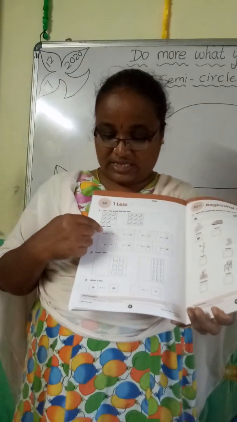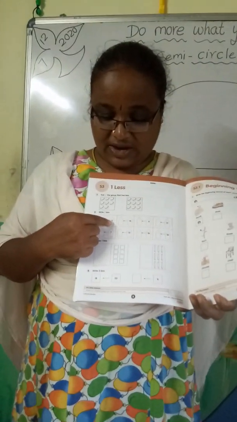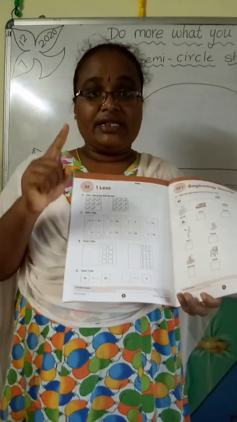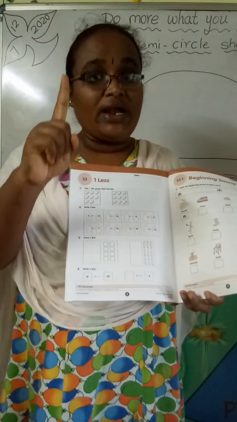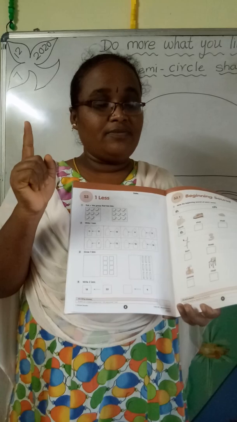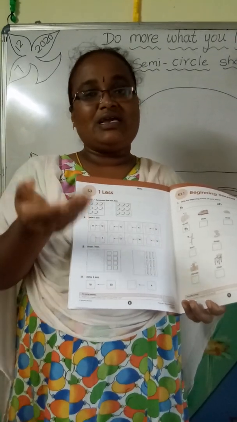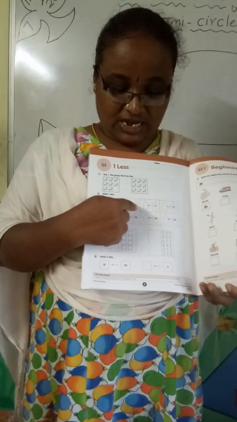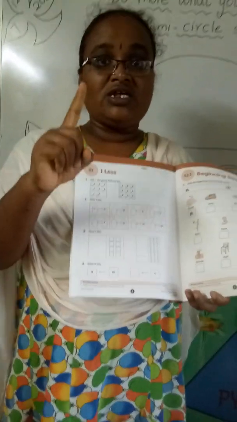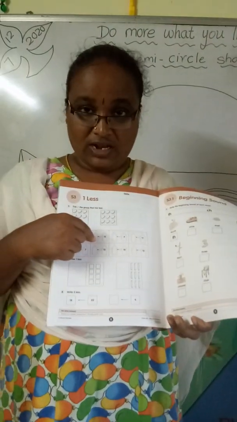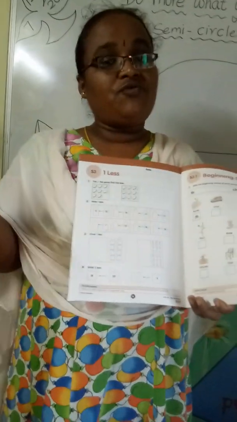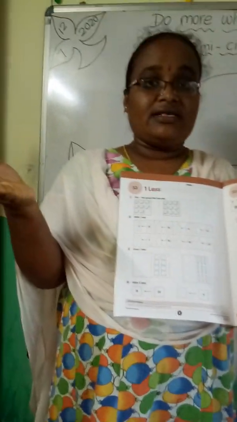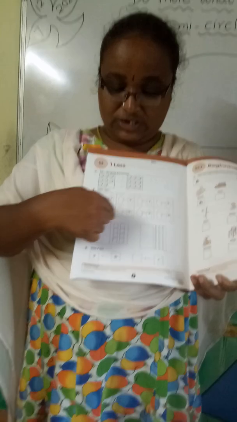Write 1 less. See, they given first one is done for you. 12. In the number 12 less 1 number, what will come? Very simple dear. It is a before number. Yes, 11. 16. From the number 16 less 1 number, what will come? 16 before? Yes, 15. Like this you finish this box.